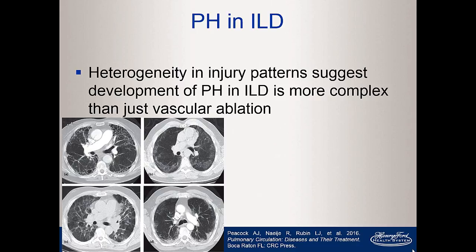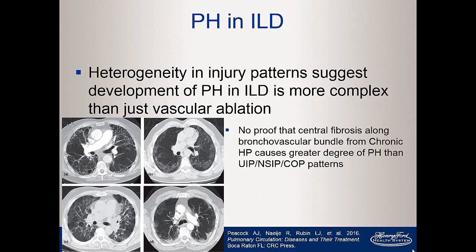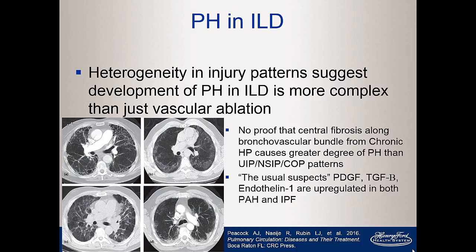So I just want to pull up a few pictures. You have kind of in clockwise format a UIP pattern, an NSIP pattern, a chronic HP pattern, and a COP pattern that you may expect differing levels of pulmonary hypertension based on what part of the lung may be ablated. Almost expecting that in a chronic HP pattern with a bronchovascular distribution that they may have higher PA pressures. But there's really no proof that central fibrosis along the bundle causes any greater degree of PH than any other pattern, whether it's UIP, NSIP, or COP.